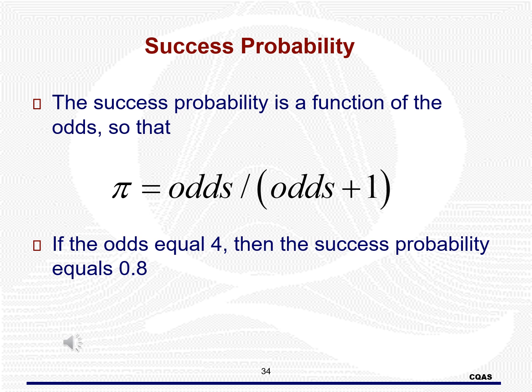We can get back to the probability of a success from the odds by using the equation in the slide. As an example, you should be able to convince yourself that if the odds are equal to 4, then the probability of a success is 0.8. Now that we have discussed the odds, let's move on to the odds ratio.